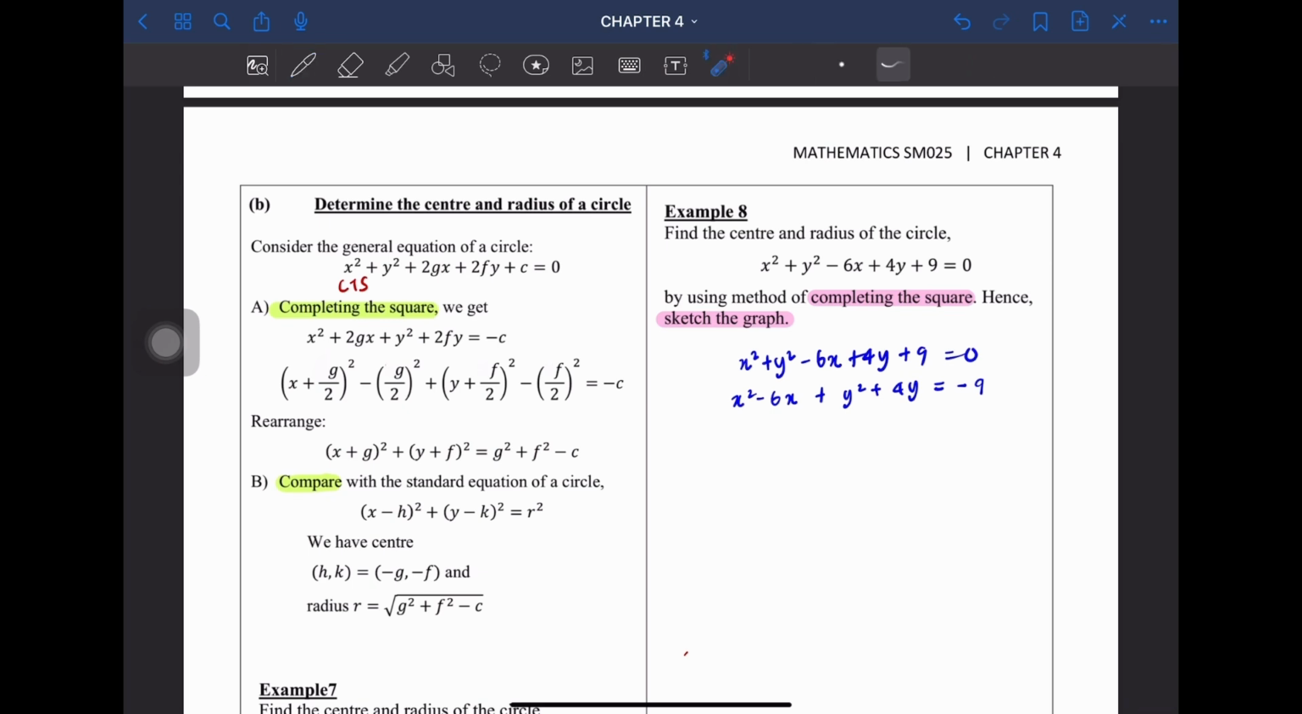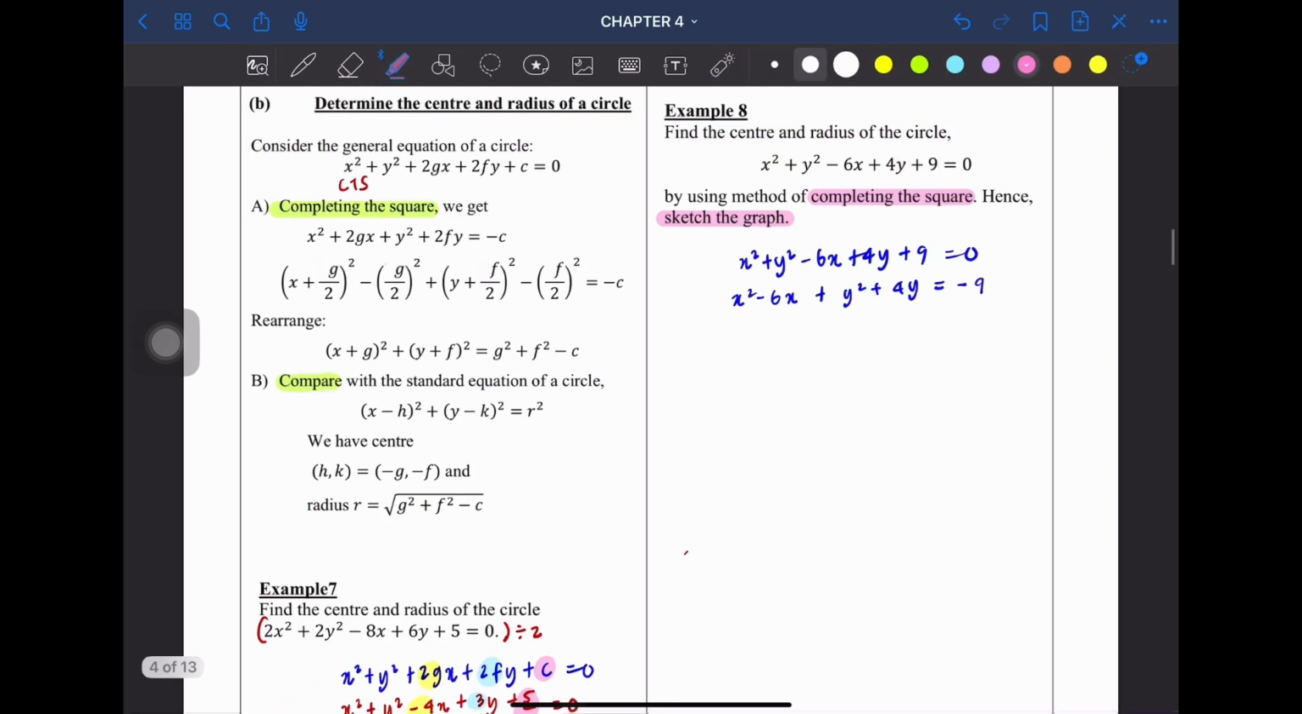Now that we have this form of equation, we need to figure out our g and also our f. In this case, your g is -6 and your f is 4.